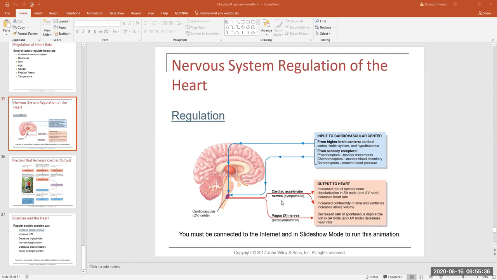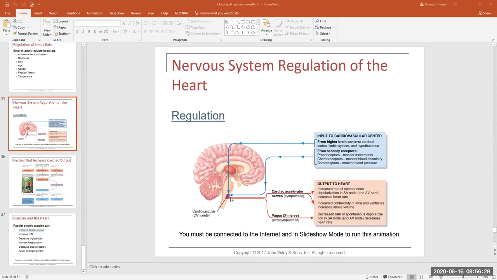So we have these cardiac accelerator nerves, which are sympathetic in nature, which means they dump out norepinephrine as a neurotransmitter, and they dump out norepinephrine on the pacemaker, the SA and the AV nodes. That's going to increase your heart rate. And they dump out norepinephrine on the ventricular myocardial cells, the contractile fibers. And when you dump out norepinephrine from a nerve, or you're receiving epinephrine, the hormone from the adrenal gland, your contractile fibers are going to contract harder. So basically adrenaline and noradrenaline increases heart rate and the force of contraction. And if you increase the force of contraction, you increase stroke volume. So this is all about what needs to happen with the heart.